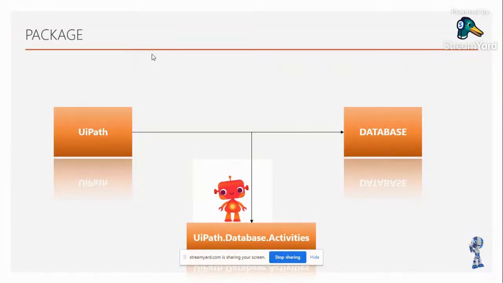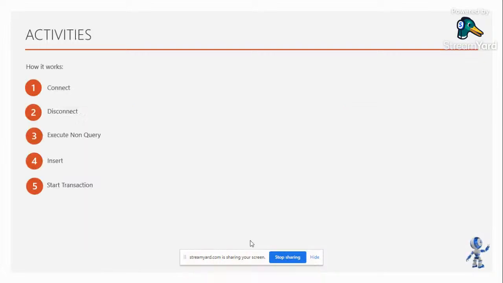So quickly, the package which we are using is UiPath.Database.Activities. You can download this from Manage Packages. I'll show that while we are doing the practical. And we have these activities in the database package. First one is Connect. This is used to connect to a database by using a standard connection string. I'll explain what these are, and then I'll show you an example of how we use these activities in UiPath.